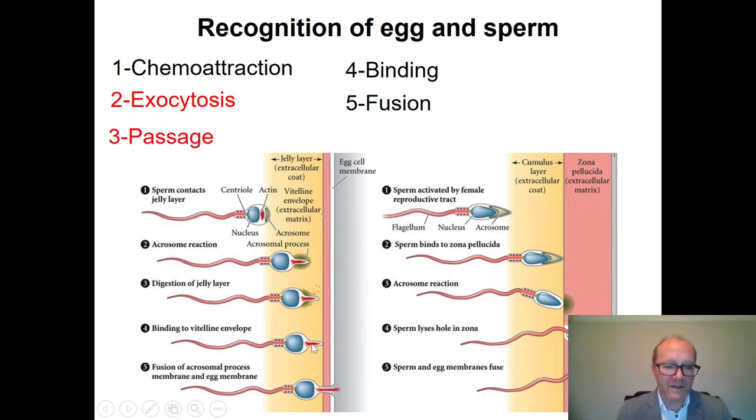Finally, we have binding of the sperm initially to the vitelline envelope, and after the binding to the vitelline envelope, the membrane of the sperm and the membrane of the egg can fuse together. This allows the passage of the genetic material from the sperm to the egg. So these final steps are very similar in the sea urchin, for instance, egg and sperms, and in the mammalian egg and sperms.